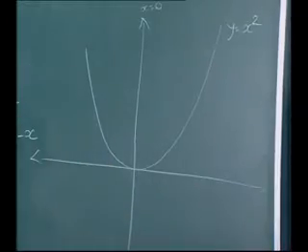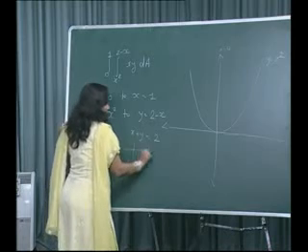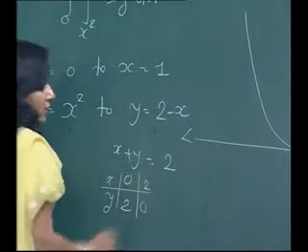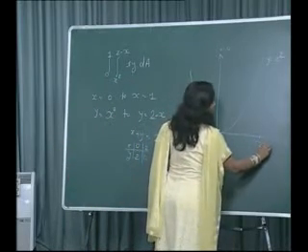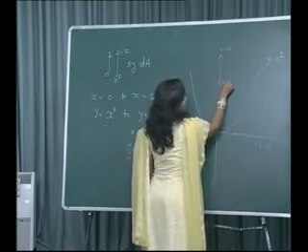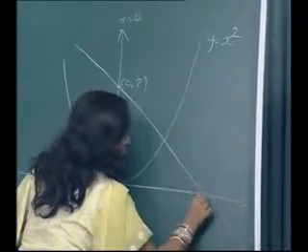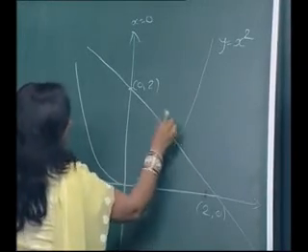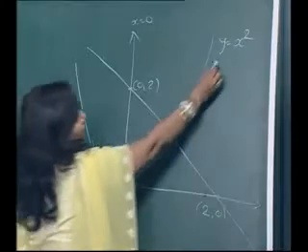Now, this is the equation of line x plus y is equal to 2. We know how to draw the line by taking the points. If x is 0, y is 2, y is 0, x is 2. So, we have two points here, that is 2 comma 0 and 0 comma 2. I am taking here approximate point that intersect here.